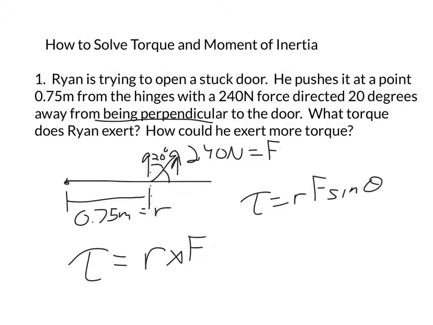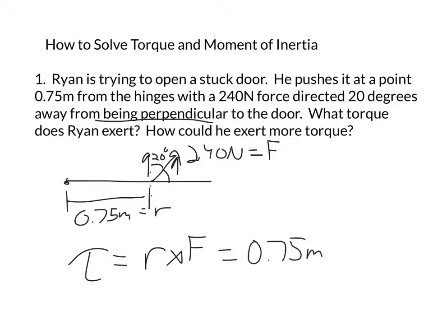So if you want to avoid that kind of problem, don't memorize RF sine theta, just memorize R cross F, and know that the cross means we can only use a perpendicular force, and then you're just solving whatever triangle they happen to give you. And in this case, they happen to give us an adjacent. So in this case, it will be RF cosine theta. So the R is 0.75 meters, the force is 240 newtons, and we're doing the cosine of 20.